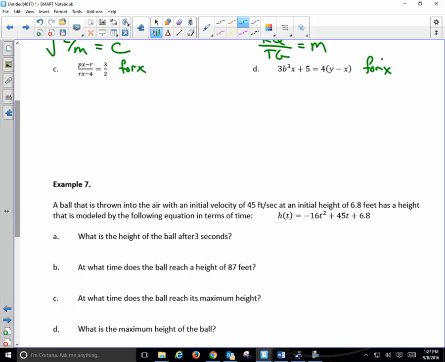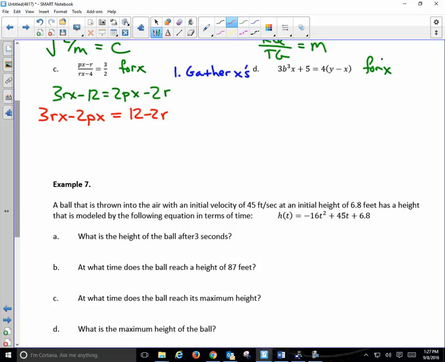First of all, we'll get rid of the fraction by cross multiplying. 3rx minus 12 is equal to 2px minus 2r. And trust me, this is a skill that I'm teaching right now that you will use in calculus. So, once we get to that spot and you recognize you have x's in two places, the first thing that you do is gather the x's together. So if I gather the x's, I'm going to put them on the left-hand side. 3rx minus 2px is equal to 12 minus 2r.